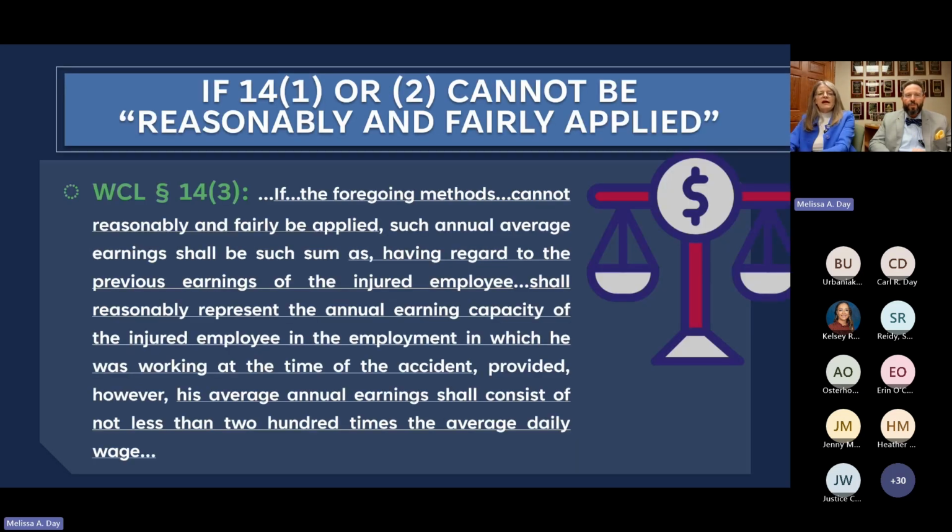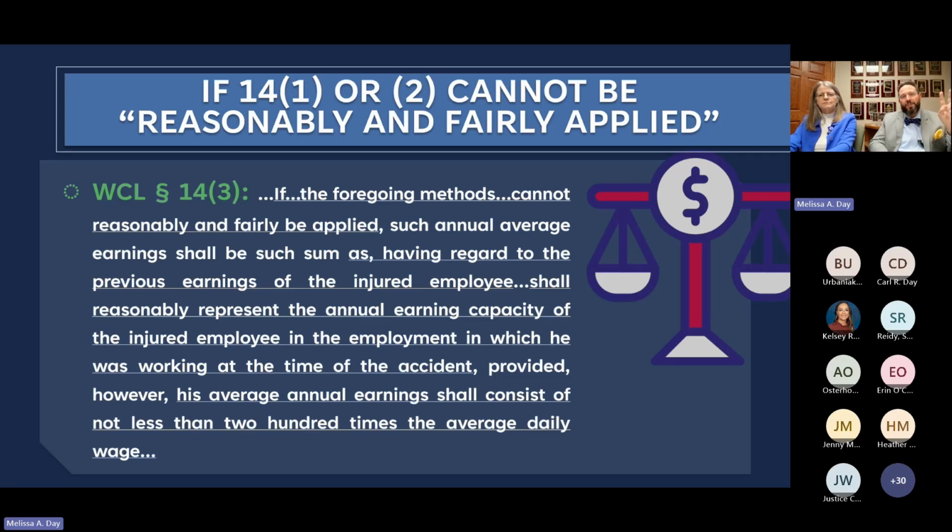So let's take a look at the statute again. Reasonably and fairly applied. This doesn't sound like comp. This isn't used comp. 14.3 tells us if you can't use the multiple method of calculation to reasonably and fairly approximate their earnings, you can use such method of calculation having regard for the previous earnings of the employee to reasonably represent their annual earning capacity of that employee in the employment in which he was working at the time of the accident, provided, however, his average earnings shall consist of not less than 200 times the average daily wage.